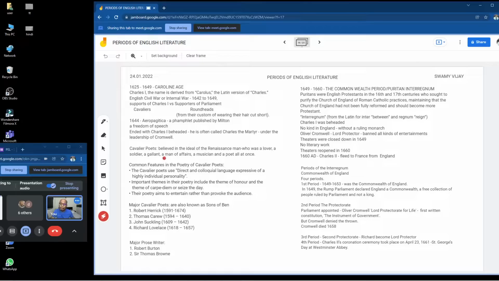So these were the people who believed in the ideals of the Renaissance, and Oliver Cromwell, who is exactly opposite to it, is a Puritan. Now, what are the common features in the poetry of Cavalier poets? The Cavalier poets used direct and colloquial language expressive of a highly individual personality. Important themes in their poetry include the theme of honor and the theme of carpe diem, that means seize the day. You remember this word? Carpe diem means seize the day.